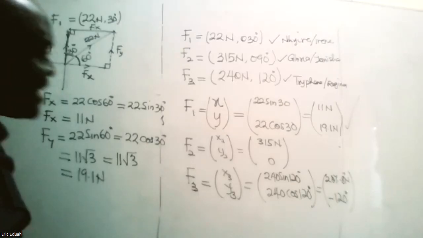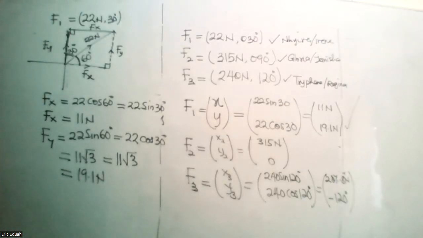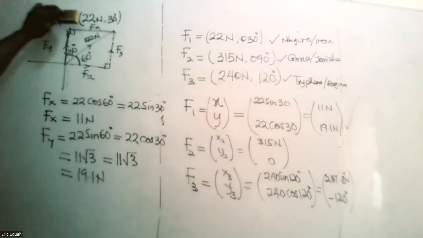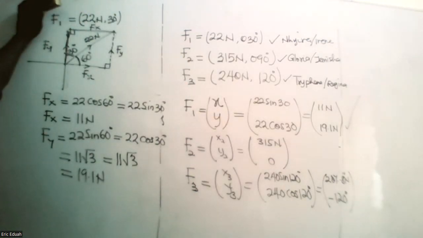Okay, then let's look at Gloria and Janisha. Let's judge them. Theirs is 315.